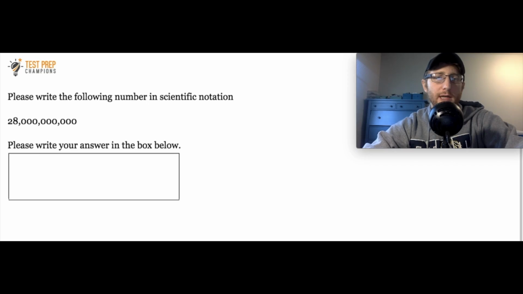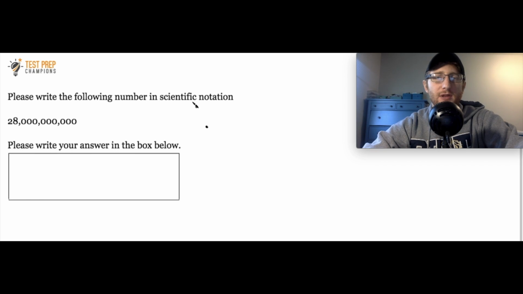Please write the following number in scientific notation. 280000000000. Please write your answer in the box below. Now, obviously, you can't really write your answer in the box through the screen, so maybe just put it down on a sheet of paper or whatever works for you. But now's your chance if you'd like to pause the video and try this out. And as always, if you get stuck, don't worry because we're just going to go over the answer.